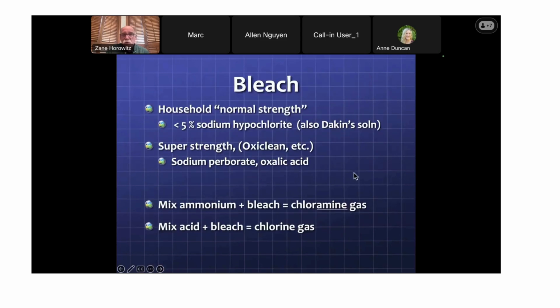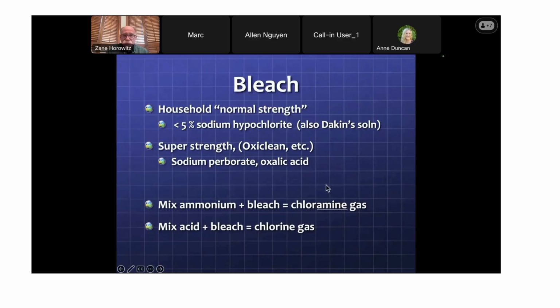Bleach is basically the normal is less than 5% sodium hypochlorite. This is also what we use in Dakin's solution, which is like a wound care solution sometimes for ulcerated skin. Like I said, the OxyCleans have all sorts of other things in it, like oxalic acids. So you have an acid and a base, so it may be neutral, but sometimes, they're super strength bleaches.